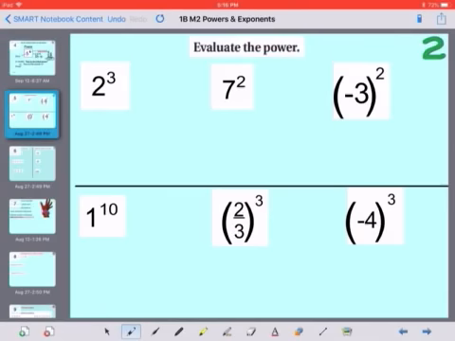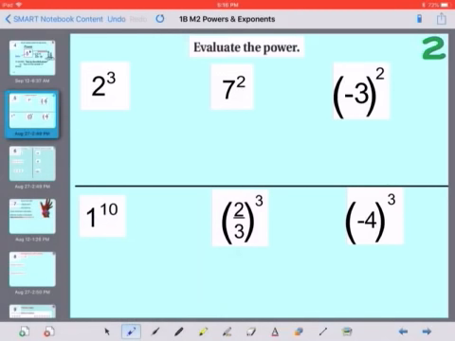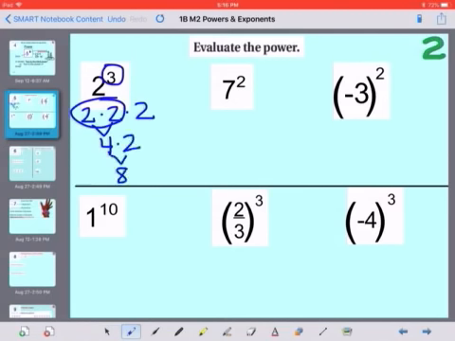So we're going to be dealing with exponents or powers today. We need to evaluate or simplify these numbers. First, we have 2 to the power of 3. That tells us we have 3 2's. So 2 times 2 times 2. We know 2 times 2 is 4, so we're done with those two numbers, and then multiply by 2 again. 4 times 2 is 8.